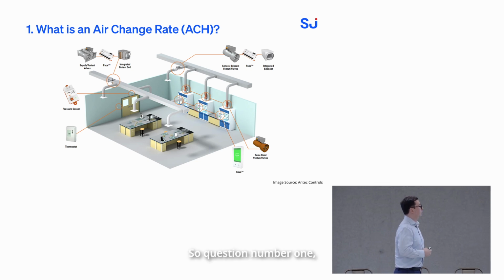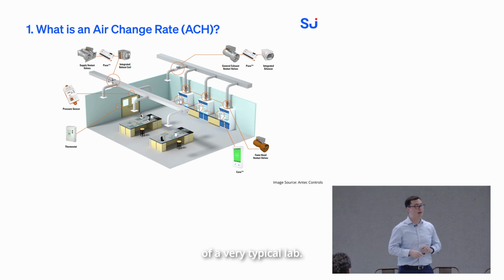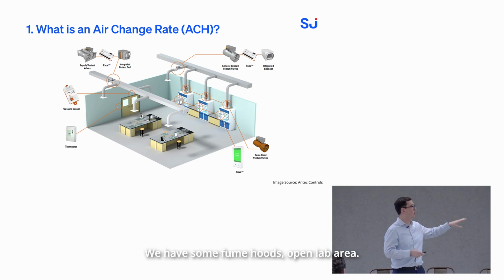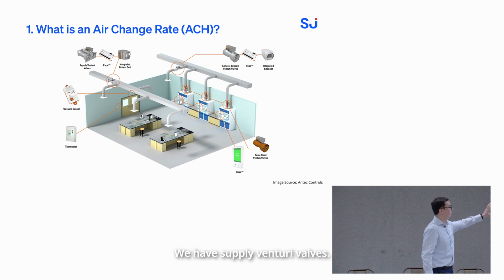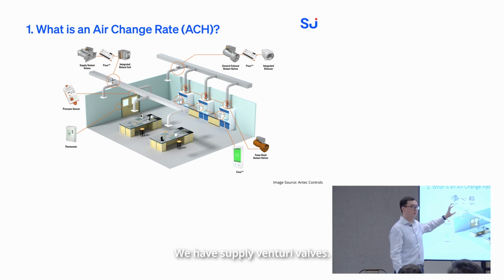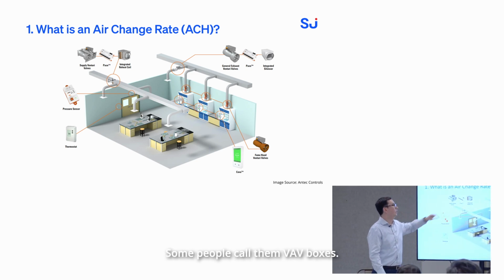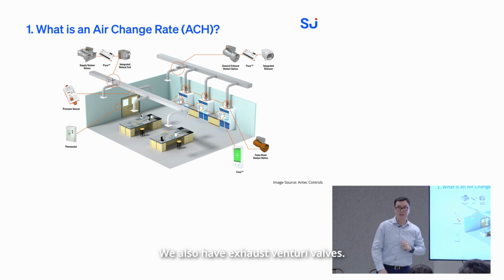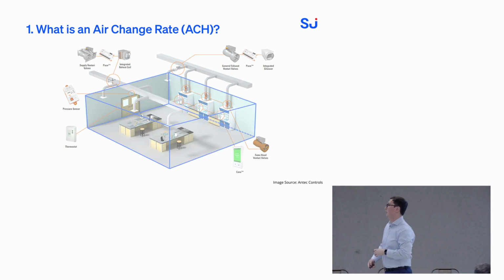So, question number one, what is an air change rate? This is a diagram of a very typical lab. We have some fume hoods, open lab area. We have supply venturi valves. Some people call them VAV boxes. We also have exhaust venturi valves.